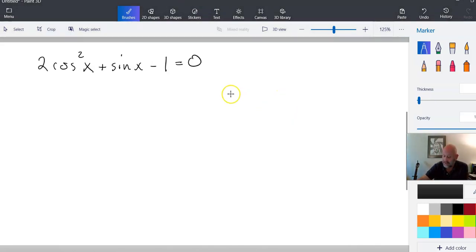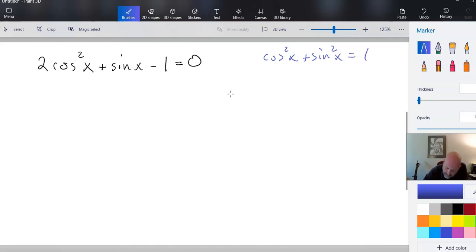Okay, so assuming you've already worked on this, hopefully what you realize is that if you take the Pythagorean identity, cosine squared x plus sine squared x equals 1, if you subtract sine squared over, I get that cosine squared is equal to 1 minus sine squared.